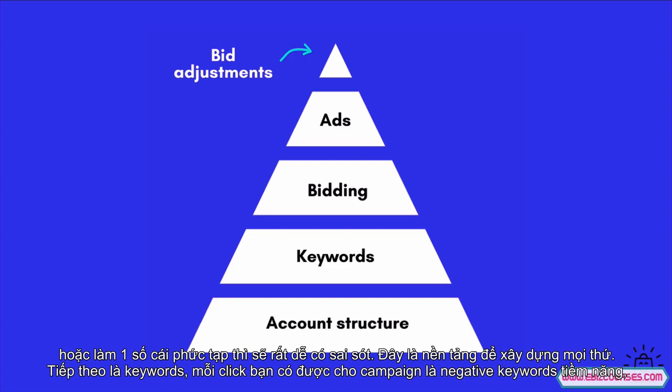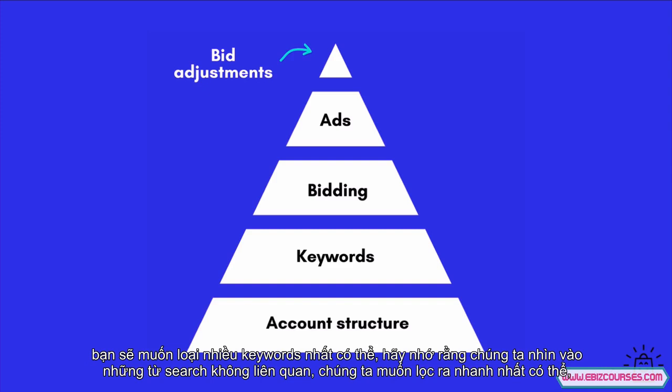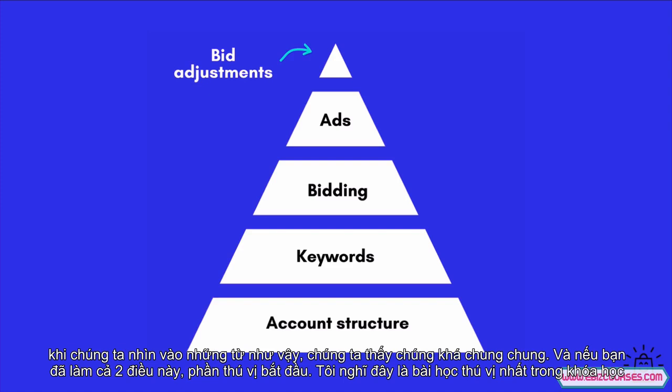Next are your keywords. And every click that you get into your campaigns is a potential negative keyword. So you want to be excluding as many keywords as you can. Remember that we looked at the irrelevant search queries. You want to take this out as quickly as you can. Want to look at the competitor search queries and those very generic ones. And if you've done both of those things, the fun part begins.